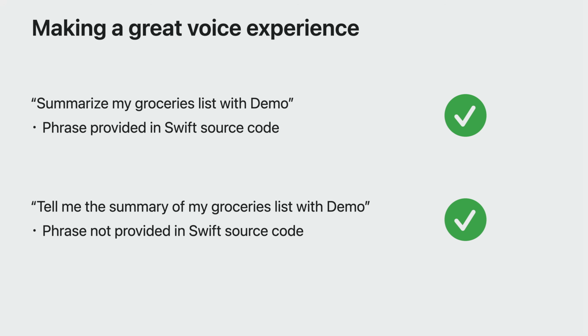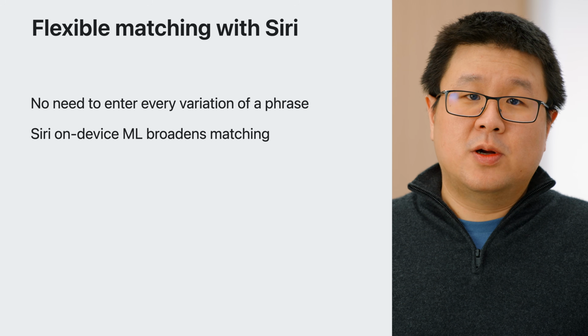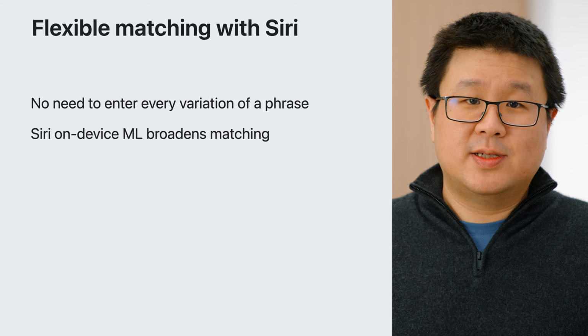In iOS 17, we're giving you the ability to speak more naturally to trigger your app shortcuts. This takes advantage of on-device machine learning to allow phrases similar to the ones you provided in your app shortcut to also just work. This is powered by a new semantic similarity index. With this new flexible matching feature, people can use more natural ways of invoking app shortcuts, and you don't have to provide every possible different phrasing.